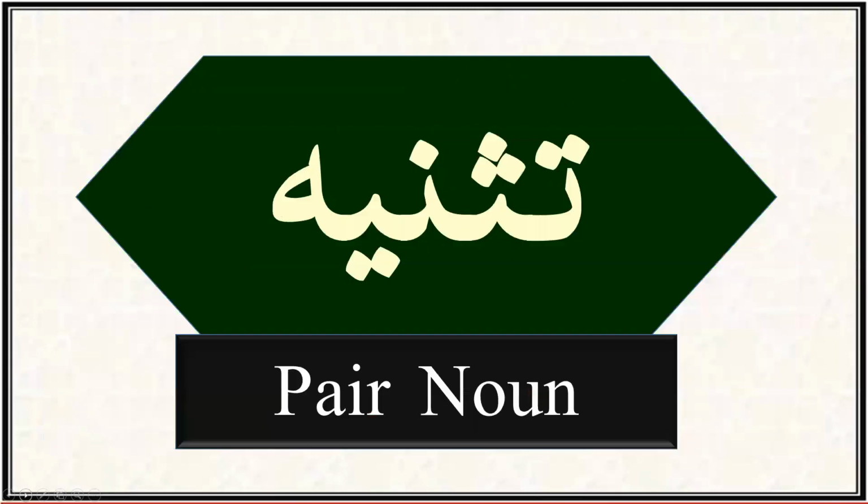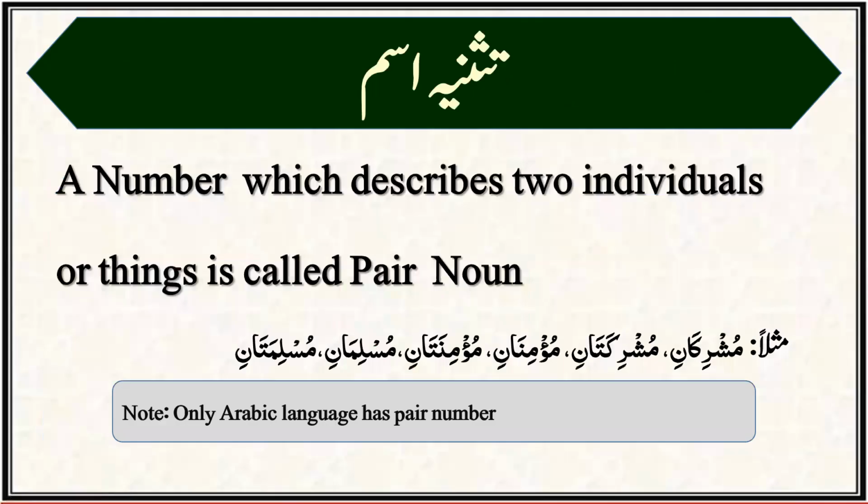So coming over to the tasniya or a pair noun, it is the Arabic language only in the world which has this number, that is a pair number. No other language in the world has this pair number. What is tasniya ism? A noun which describes two individuals or things is called a pair noun. For example, mushrikane, mushrikatane, mu'minane, mu'minatane, muslimane, and muslimatane. All these words indicate two individuals.